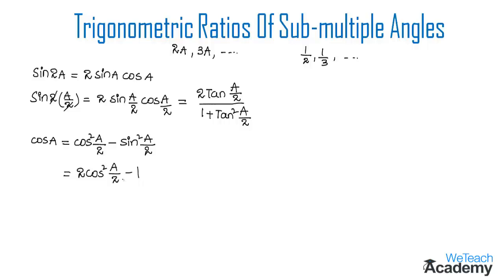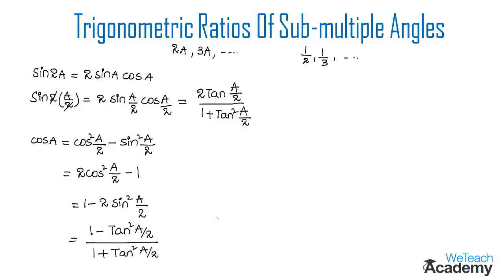And then replacing A by A by 2 in the formula of cos 2A in terms of sin, we get cos A is equal to 1 minus 2 sin square A by 2. And now let us find the formula for the submultiple angle A by 2 for cos A in terms of tan. So by replacing A by A by 2 in the formula of cos 2A, we get cos A is equal to 1 minus tan square A by 2 divided by 1 plus tan square A by 2.